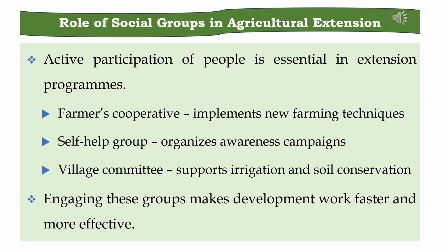Role of social groups in agricultural extension. Social groups play an important role in agricultural extension. Extension programs often require the active participation of people in developmental activities. For example, a farmers cooperative can help implement new farming techniques. A self-help group can organize awareness campaigns, and a village committee can support irrigation or soil conservation projects. Engaging these groups allows the work to be carried out more effectively and quickly, benefiting the community as a whole.